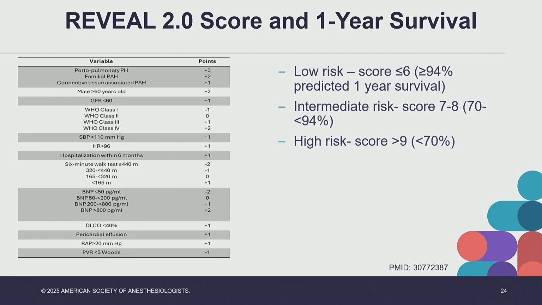However, this score has not been specifically devised to assess the risk for preoperative purposes. However, it can also help you understand which patients are at high risk. So some factors are protective, for example, PVR less than 5, but some factors are associated with negative outcomes, such as, for example, WHO class 4.